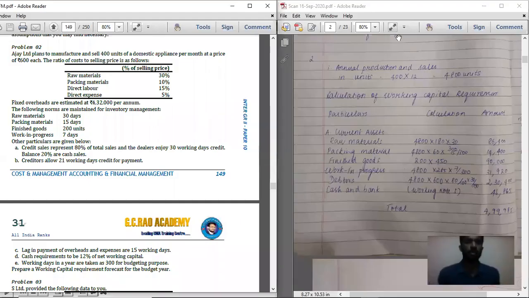Now we'll see problem number 2. First we'll read the question. Ajay Limited plans, problem number 2. Ajay Limited plans to manufacture and sell 400 units of domestic appliances per month at a price of 600 each.